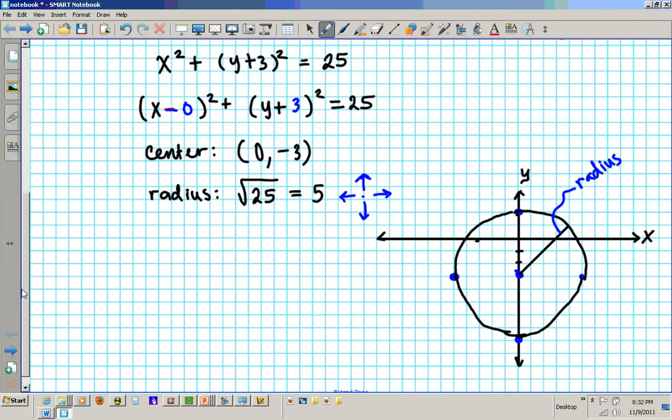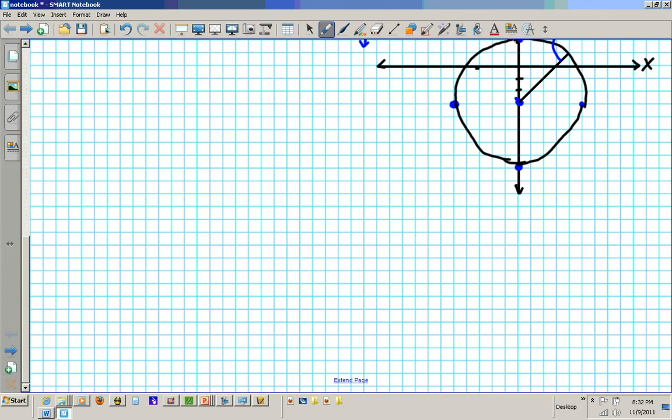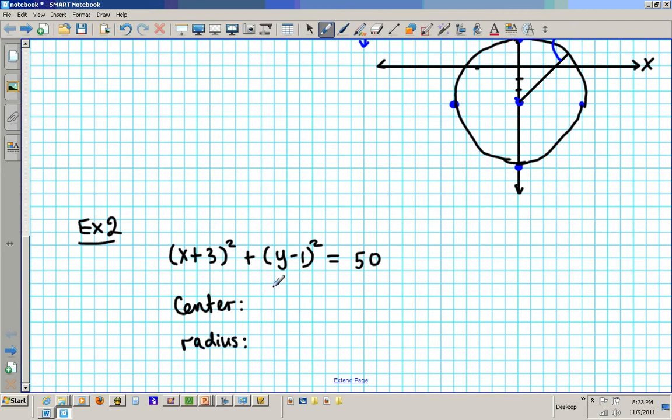Now let's consider another example. What if we had a situation like this? Example 2. Same process. What if we had (x + 3)^2 plus (y - 1)^2 equals 50? Okay? So first thing we want to do is find the center, and then we also have to find the radius after that. Okay? Alright, write this down.